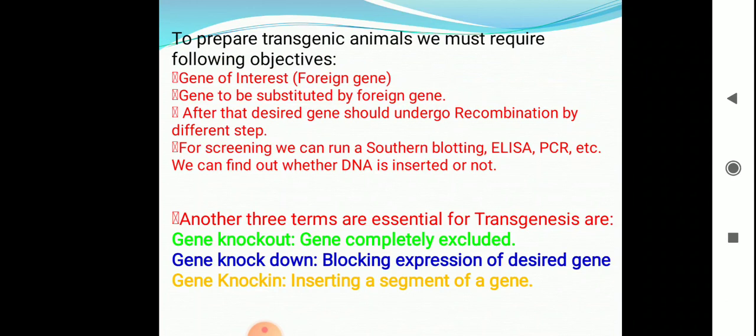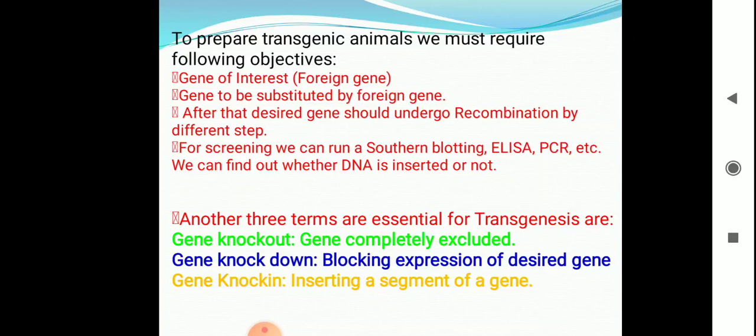Second, the gene to be substituted by the foreign gene. One gene will be replaced by the foreign gene, so we must first recognize that gene, and then substitute it with the help of the foreign gene. After that, the desired genes should undergo recombination through different steps. For screening, we can run Southern blotting, ELISA, PCR, etc. We can find out whether the DNA is inserted or not. This is the first and foremost criterion or aim of transgenic animals.